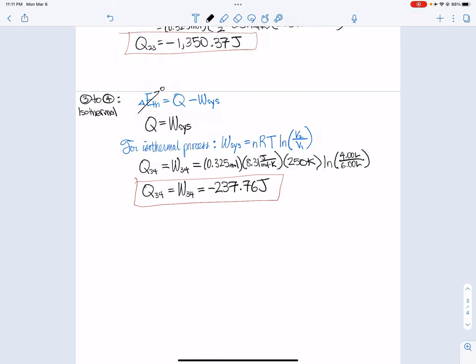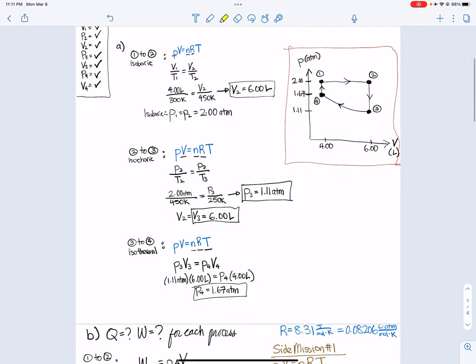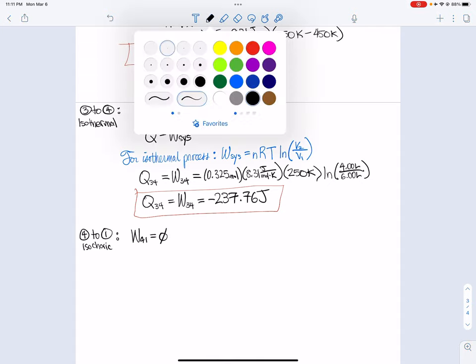So now let's go back to state 1. So we're going to go from state 4 back to state 1 to complete the cycle. And remember that is isochoric, right? That was that vertical line in the PV diagram right here. So what do we know about that? If it's isochoric, there's no area underneath that vertical line. So work, right away, we already know. Work from state 4 to state 1 is equal to 0. No need to solve that.